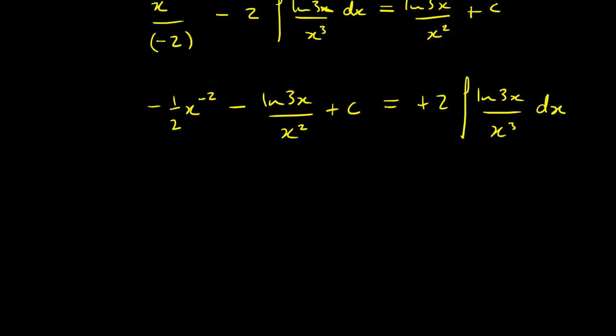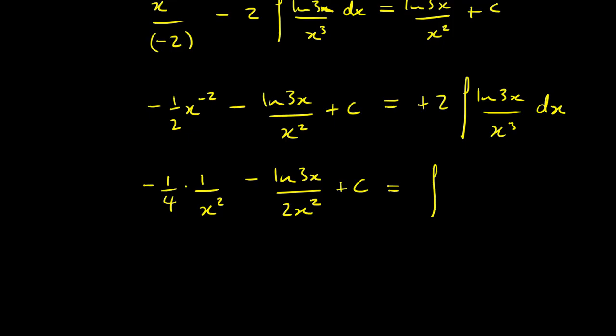Okay, so now once you've done that, basically the only thing we've got left is we've got to divide this whole thing through by 2. So on the left-hand side, I'll get -1/4 x to the power of -2, which is the same thing as 1 upon x squared, minus ln 3x upon 2x squared. Yeah, and plus c, again, divide by 2 doesn't really matter. And so that will be equal to the integral of ln 3x upon x cubed dx, right? So we've actually found out our answer there. This is the thing that we're asked to find.